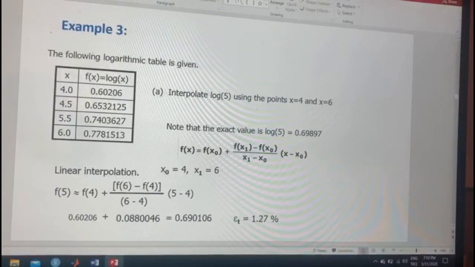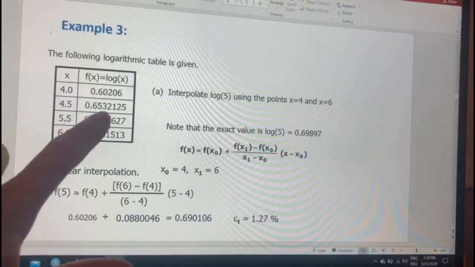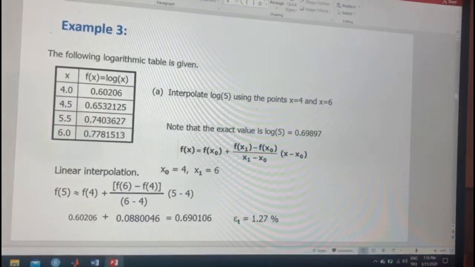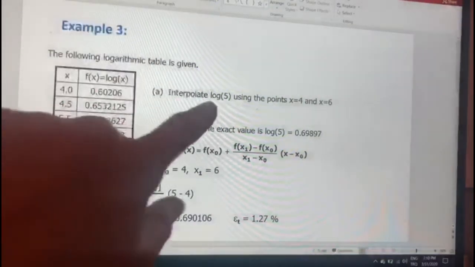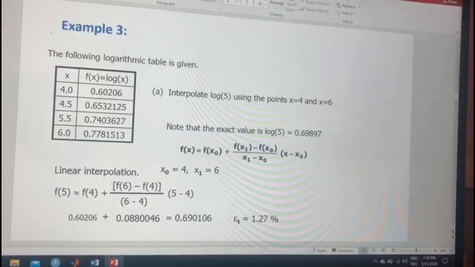This is one example for the linear interpolation. These are the x points, and these are the log x values. So log 4 is this value, log 4.5, log 5.5, log 6. Let's say you have these values and you want to know what log 5 is, because the value of log 5 is not given to you. So we can do this with an interpolation, and let's do that with a linear interpolation.